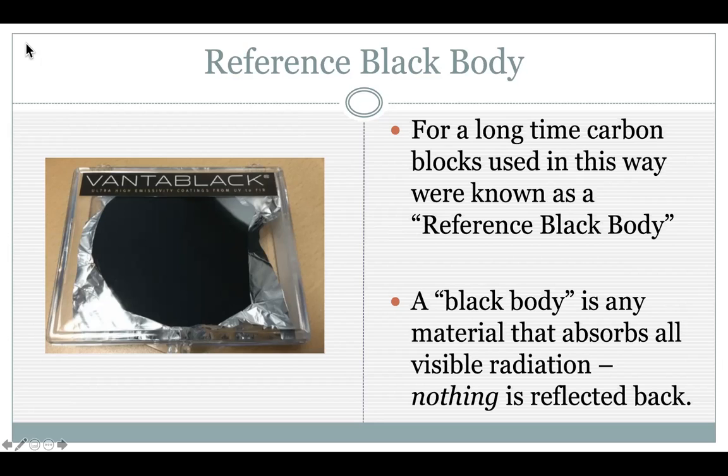Okay. A black body, by the way, is any material that absorbs all visible radiation. Nothing is reflected back. All is absorbed. Yes, in physics, nothing is absolute. However, they consider that the theoretical black body would absorb everything. A black hole, for example, is called a black hole partly because it is a black body. Sometimes black body, by the way, is one word, just so you know. I put it in two, but it's interchangeable.